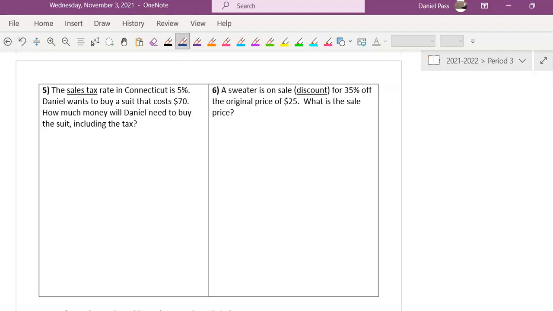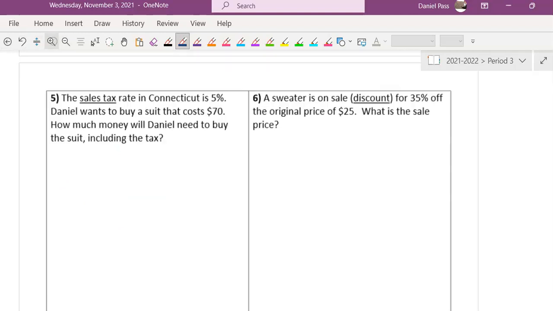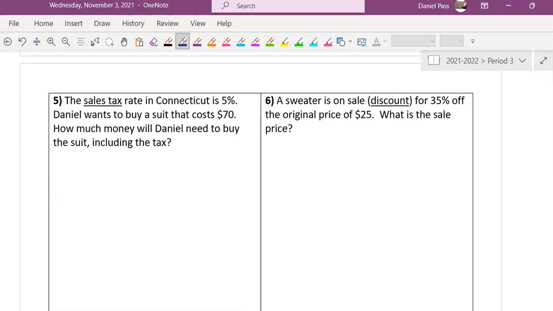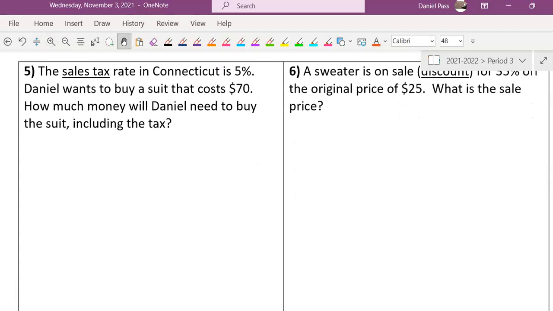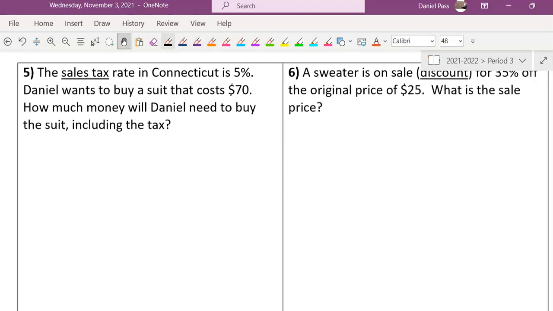Okay, go ahead. Do you want me to read it? Please. The sales tax rate in Connecticut is 5%. Daniel wants to buy a suit that costs $70. How much money will Daniel need to buy the suit, including the tax?